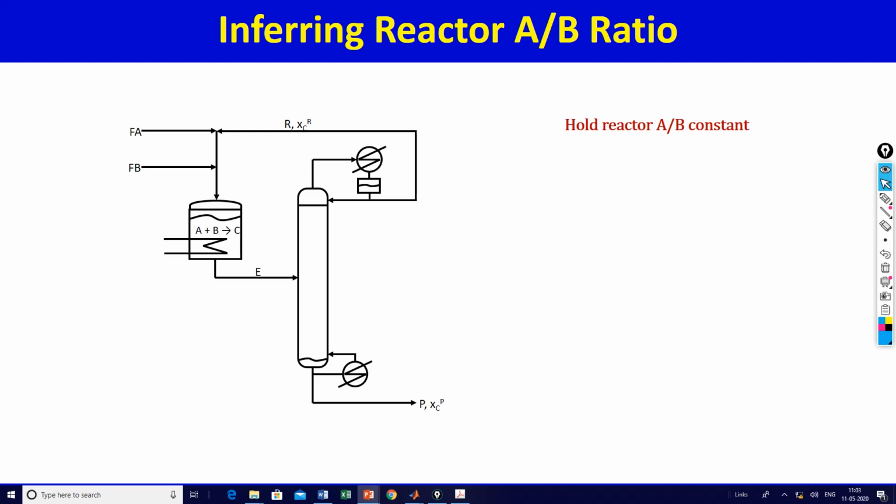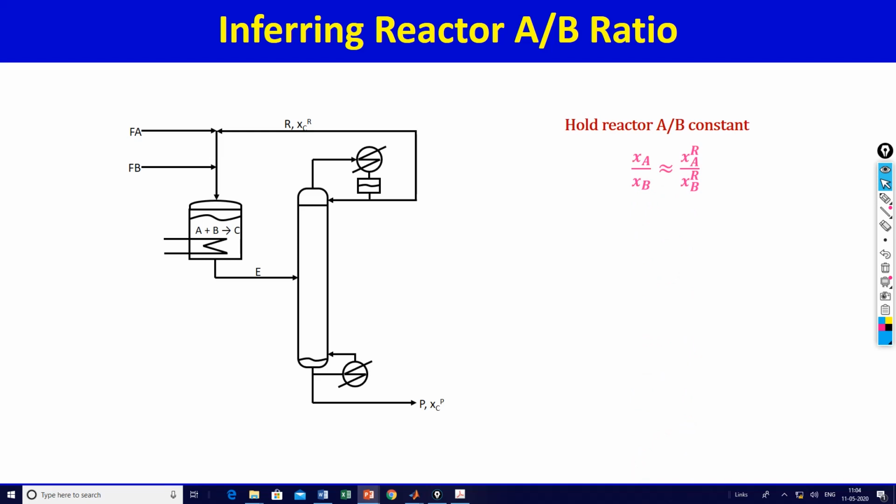You do a titration 3 times, you will get 3 different readings, and sometimes the whole titration will get messed up because, I don't know, the base got mixed into the acid or the acid got mixed into the base, and so on and so forth. So we want some kind of a method by which A by B ratio in the reactor can be inferred without actually measuring the composition.